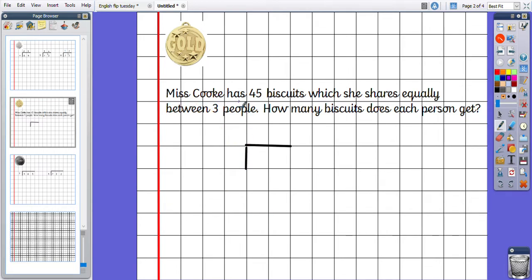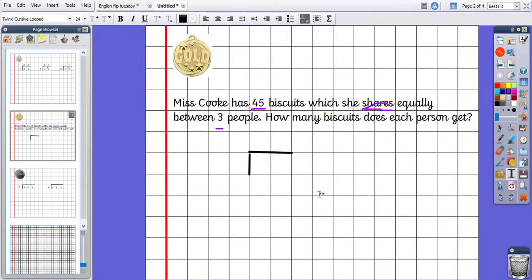So Miss Cook has 45 biscuits, which she shares equally between 3 people. How many biscuits does each person get? So I know I've got the number 45 and the number 3. Now, if you remember, we said that we always put the bigger number underneath the bus stop so that they are staying safe from the rain, and the smaller number of people have to go on the outside and they'll just have to get wet.